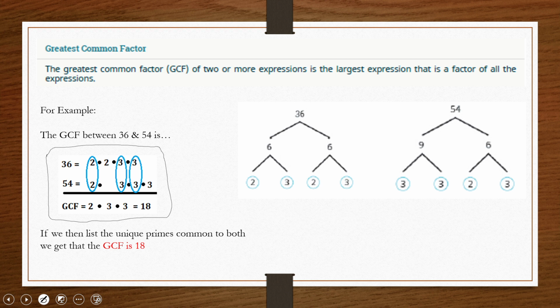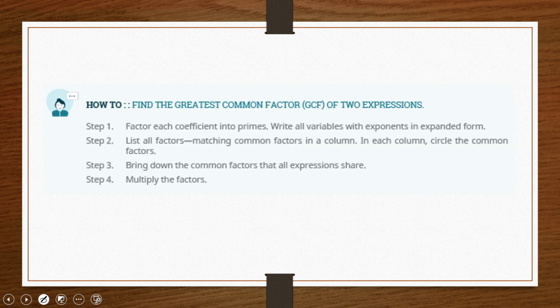Now this is, generally speaking, not where we'll end this quest, but this is at least the beginning of finding a way to factor certain expressions, polynomials or numeric values alike. So again, a quick rehashing. How do I find the greatest common factor of two expressions?